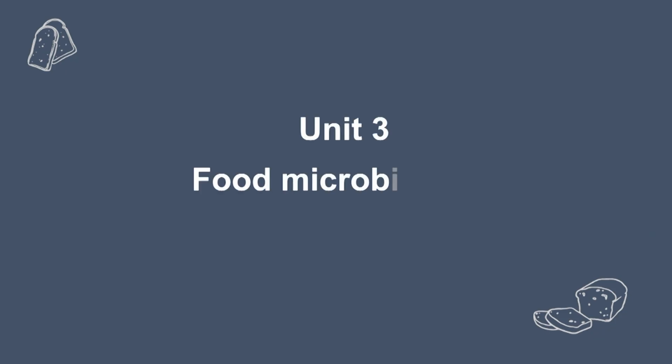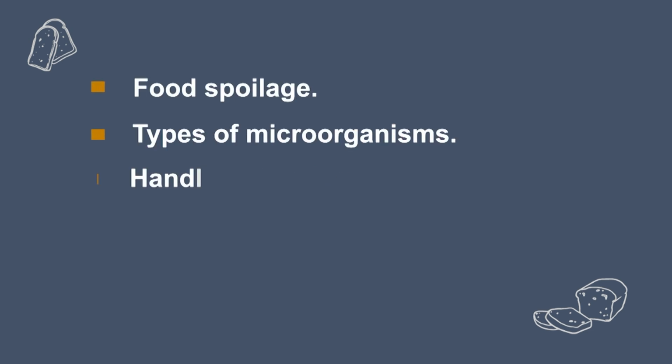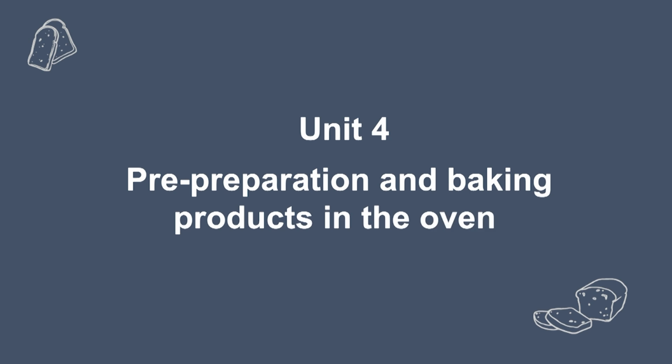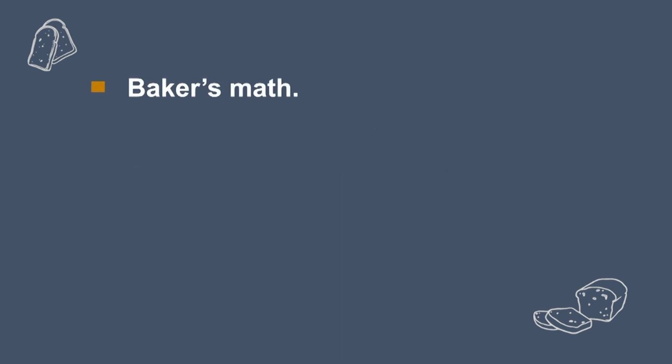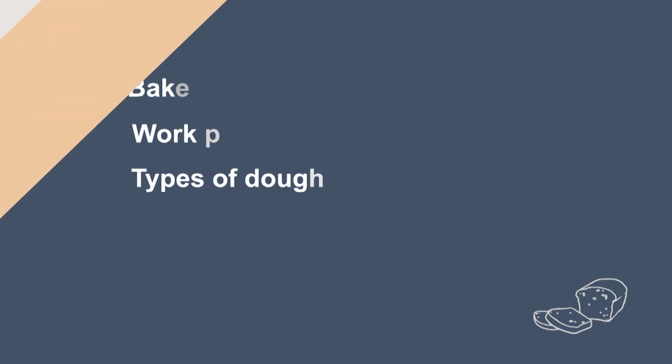Unit 3, that is food microbiology, covers food spoilage, types of microorganisms, handling and disposal of contaminated bakery products and shelf life evaluation. And lastly, Unit 4, that is pre-preparation and baking products in the oven, covers baker's math, work plan of baking, types of dough and their methods of preparation.